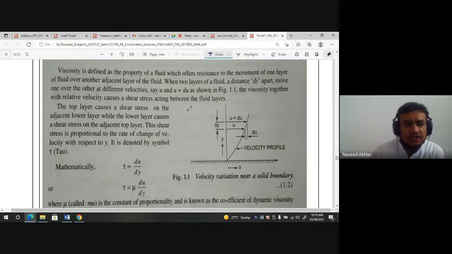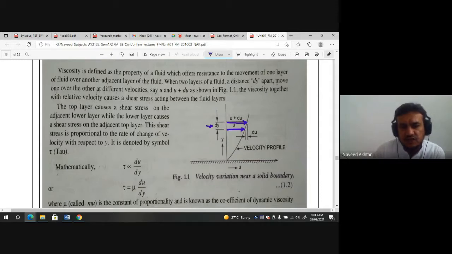The viscosity is defined as the property of fluid which offers resistance to the movement of one layer of fluid over another adjacent layer of the fluid. So if you consider two layers of the fluid, in this case one layer, and this one is the another layer of fluid. Okay, when two layers of fluid at a distance of dy apart, move one over the other at different velocities.